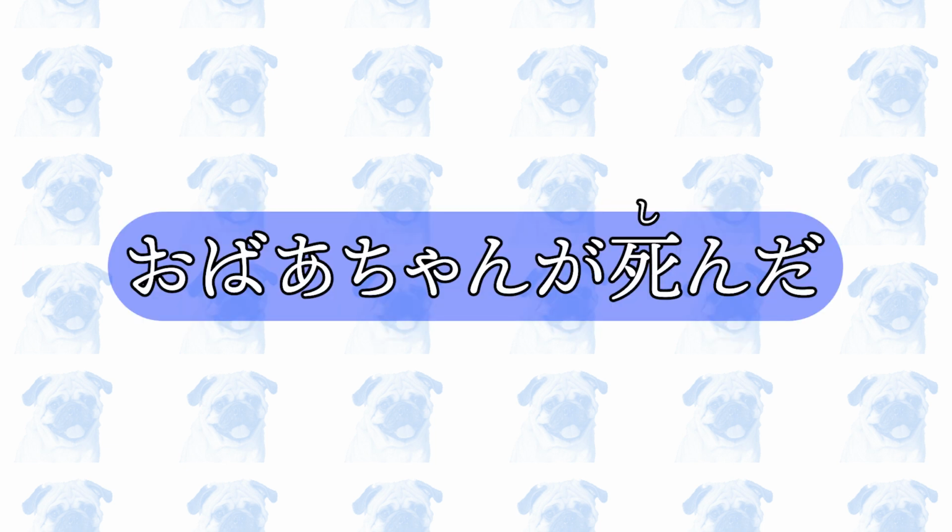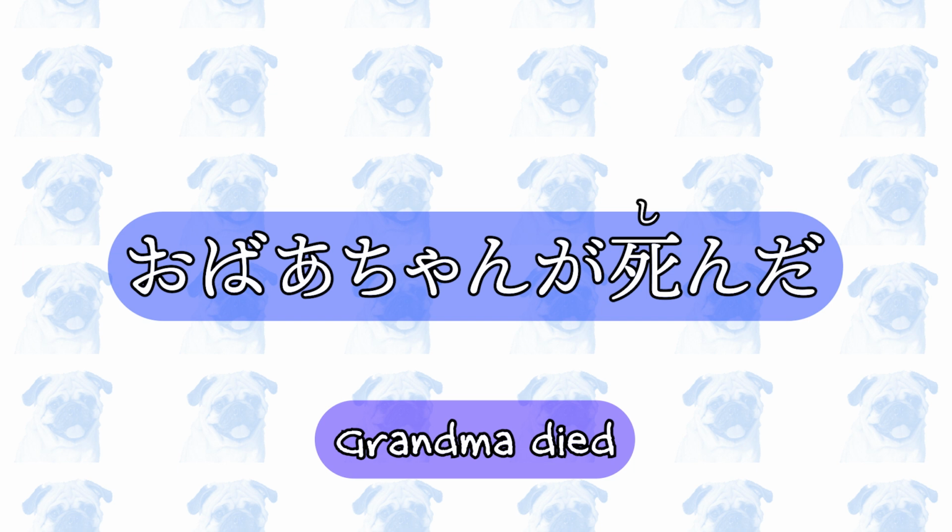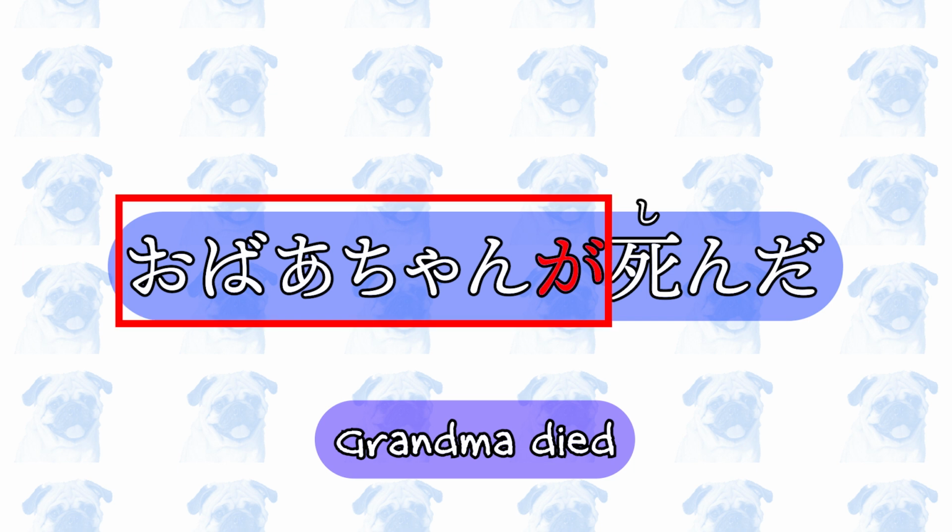The entity that undergoes change. おばあちゃんが死んだ。Grandma died. おばあちゃん, grandma, undergoes a significant change, namely death, so she can be marked with the particle ga.